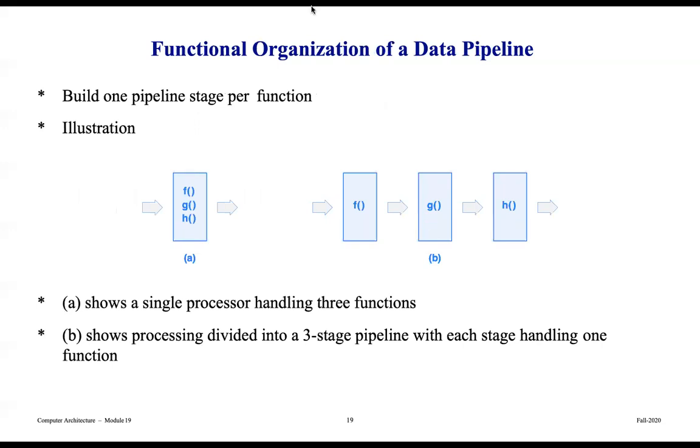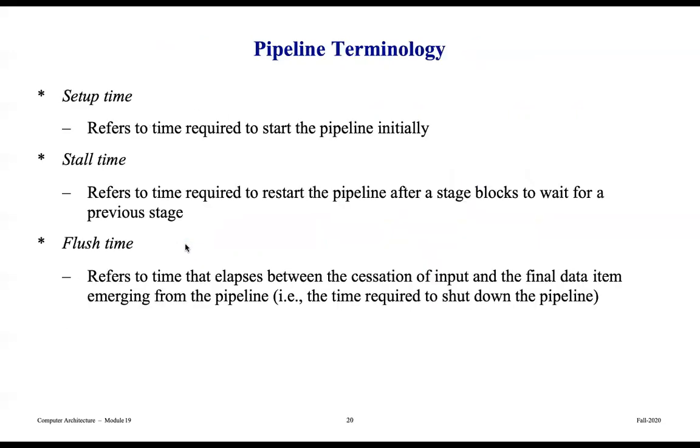So what about the functional organization of a data pipeline? We build one pipeline stage per function. And here is a little bit of how that might look. For A, we show a single processor handling 3 functions versus a process divided into 3 pipeline stages where each one handles one of them. So this has a functional decomposition. Each one is doing one thing versus one thing doing 3 things.